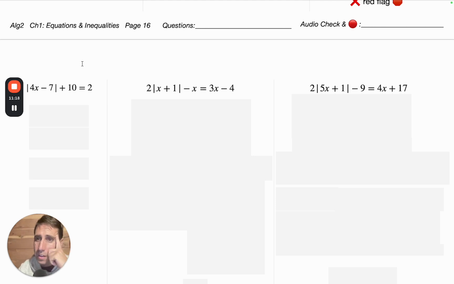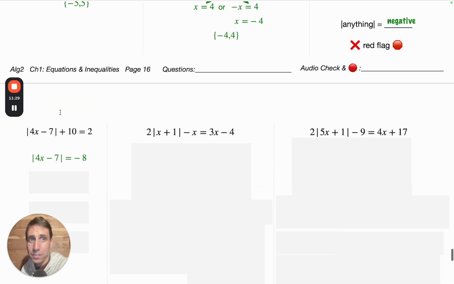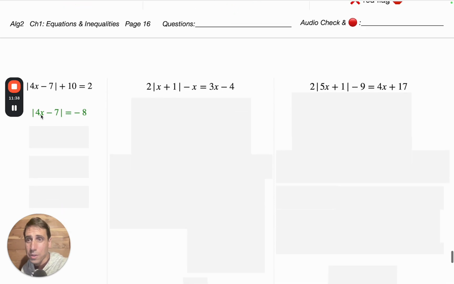It looks like this. We're going to undo the plus 10 by subtracting 10 from both sides. And then, wait a second, I was about to undo this absolute value, but I see this. I see the absolute value of anything equals a negative number. That's a red flag. It doesn't matter what number we dream up for x here. At the end of the day, when we take the absolute value of all that stuff, it's never going to equal -8. So, red flag, no solutions. You can just say it's the empty set. There are no numbers that satisfy this original equation.